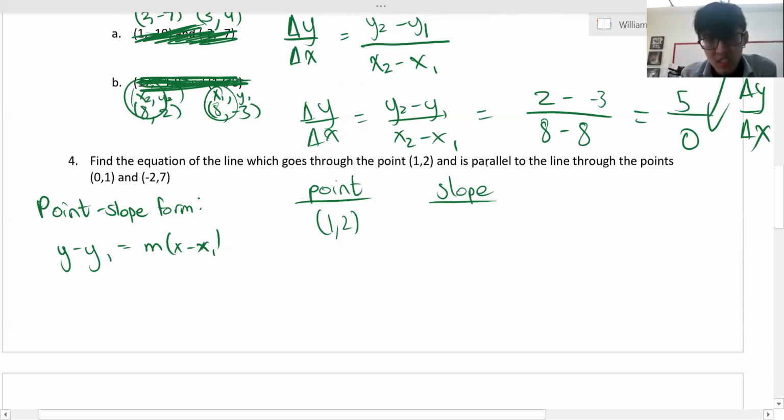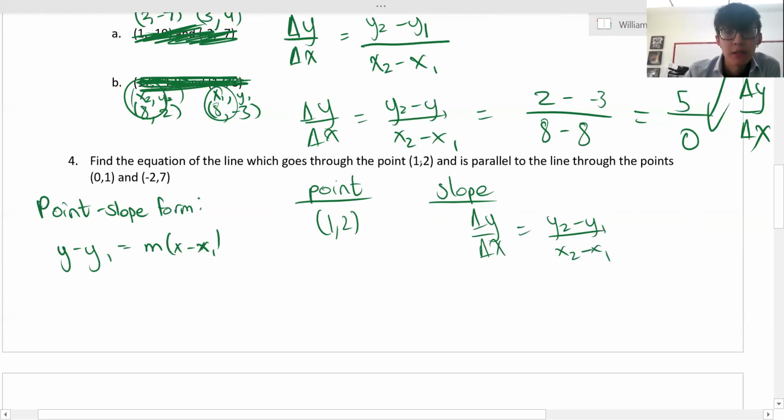Except I know that the line is parallel to the line that goes through these points, right? So if it's parallel to the line that goes through those points, that means it has the same slope as the line that goes through these points, right? Same slope. So how do I find the slope of these points? Well, we just did that. Our slope is going to be change in y over change in x, which is equal to y2 minus y1 over x2 minus x1.